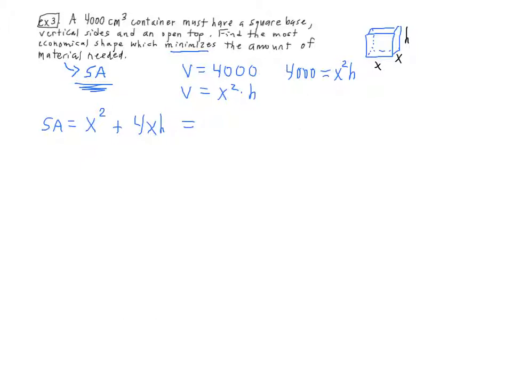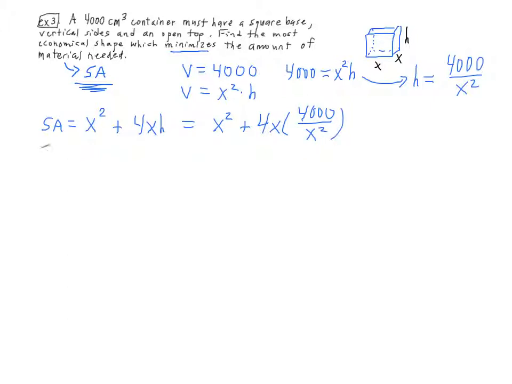So from there, remember we want to rewrite this all in terms of one variable. So up above, we set up that 4,000 is equal to x squared times h. Well, we're going to use this equation to help us solve for one variable. h is the same as 4,000 over x squared, right? So I'm going to replace my h with 4,000 over x squared. Okay.